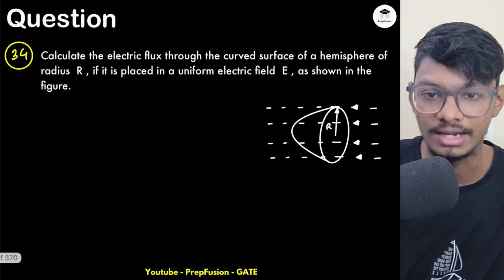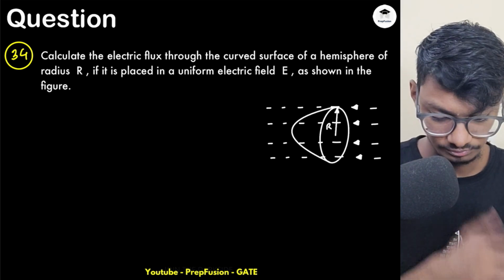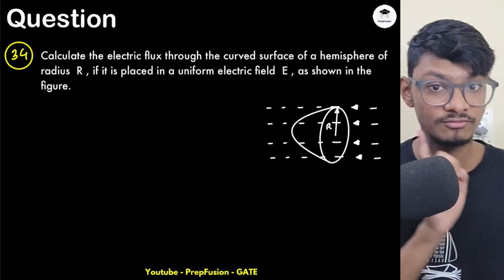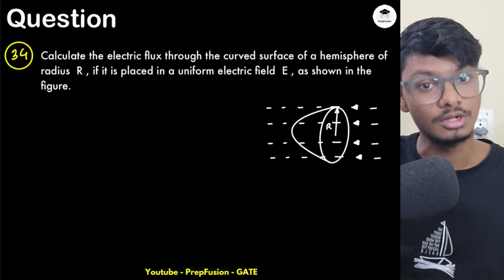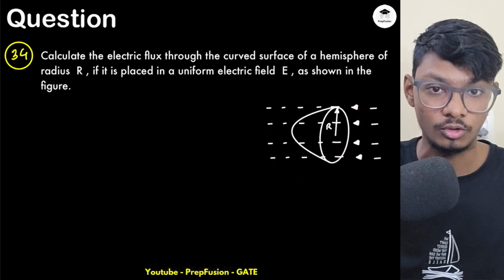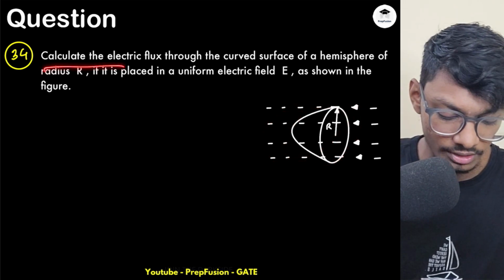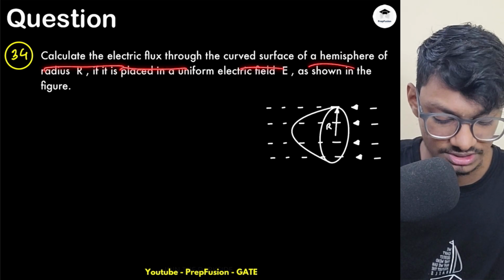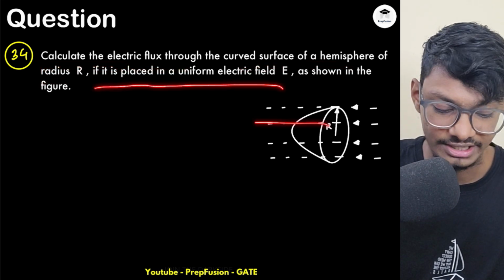Let's do more examples to get a good grip on this electric flux concept. Now this is a good concept of projection. I have taught this in double integration, so if you haven't already learned double integration, go and watch the concept of projection. There I have taught how to take the projection of particular surfaces. Calculate the electric flux through the curved surface of a hemisphere of radius r if it is placed in a uniform electric field as shown.